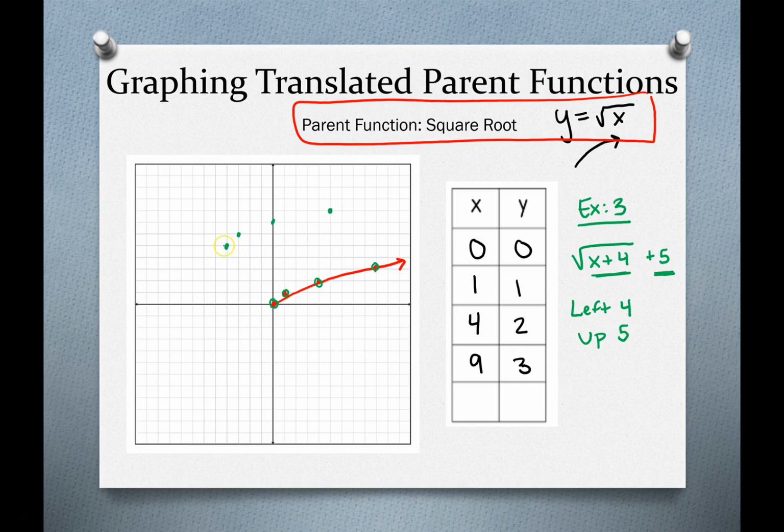Okay, when you're done with that, you're just going to draw your general shape, and it should look exactly like the other one, just moved left, right, up, or down, depending on the problem. I'm going to point to this one and say that this is the square root of x plus 4, and then plus 5. And then our red one is our parent function, meaning the original function, the basic function, y equals the square root of x. This one right here.